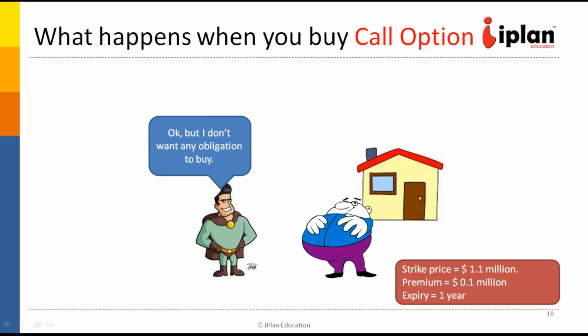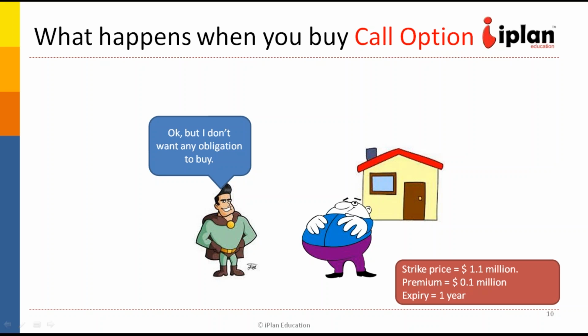Then he says, I have one more condition. What? That I don't want any obligation to buy. Why? There could be situations. Let's say I want delivery after 1 year and I was planning that my kids will come from the US to India and then they will stay with me. So if they come, then I'll buy the house. If they don't come, then I don't want to take the obligation.